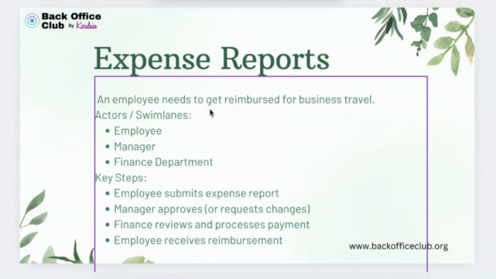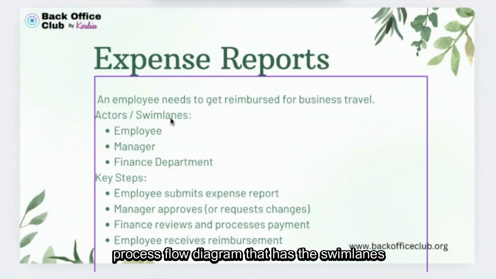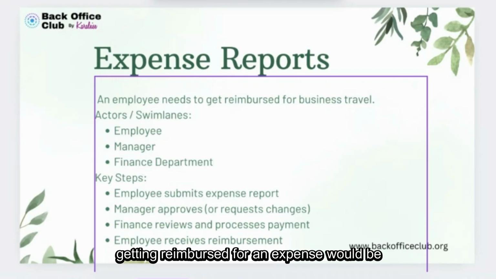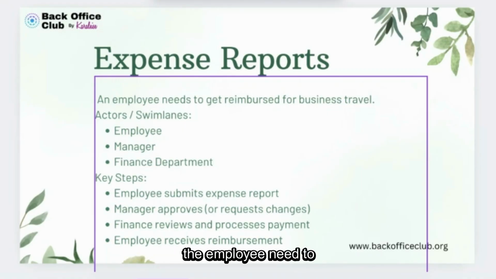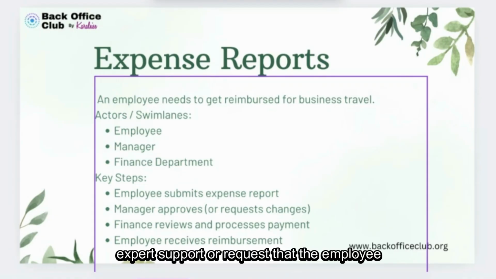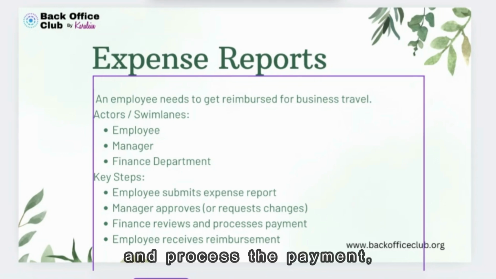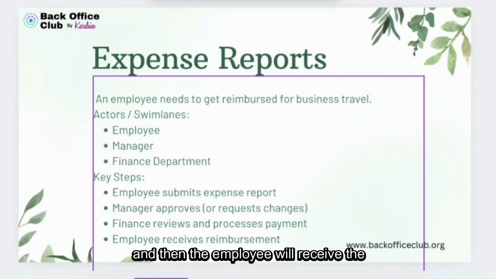So typically, as it says here, you have an employee who needs to get reimbursed for travel, and you need to create the process flow diagram that has the swim lanes that include the employee, the manager, the finance department. The main steps of getting reimbursement for an expense would be: the employee needs to submit an expense report. The manager needs to approve the expense report or request that the employee make changes. Then the finance department needs to review and process the payment, and then the employee will receive the reimbursement.